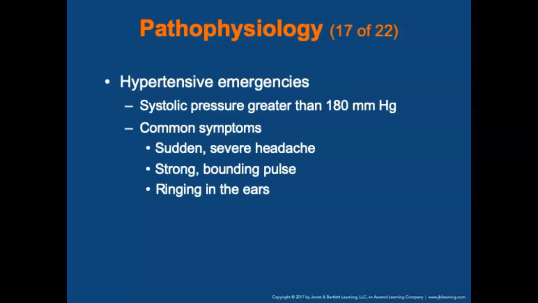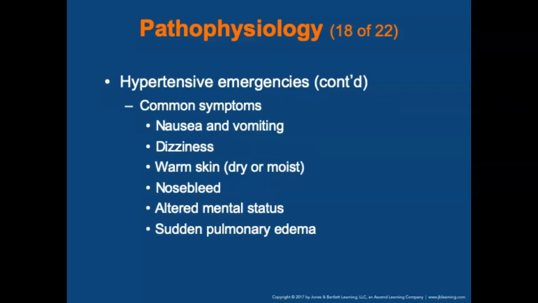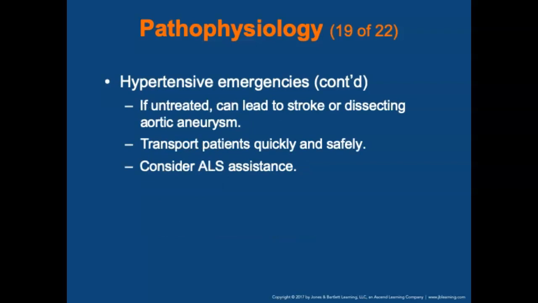Hypertensive emergencies involve any systolic blood pressure greater than 180 millimeters of mercury or a rapid increase in the systolic pressure. A sudden severe headache is a common sign. The other symptoms include the following: strong bounding pulse, ringing in the ears, nausea and vomiting, dizziness, warm skin, nosebleeds, or altered mental status, and a sudden development of pulmonary edema. If left untreated, hypertensive emergencies can lead to stroke or dissecting aortic aneurysm. Transport patients to the hospital as quickly and safely as possible, and consider advanced life support assistance depending on the transport distance and time.